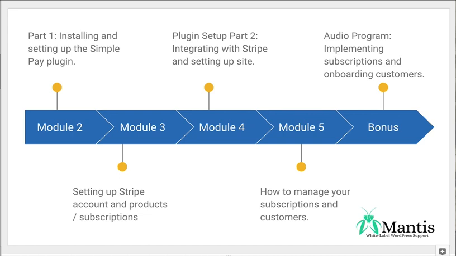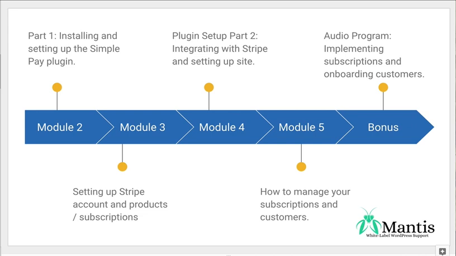And then you'll see in Module 4, we've got to do the integration between Stripe and the plugin and the setting up of your actual products within the plugin, within your WordPress dashboard. But Module 3 is setting up Stripe account and product subscriptions in Stripe. So I'll be walking you through that. Again, Module 4 is where we're actually going to connect Stripe and the plugin and set up all your products inside of your WordPress dashboard in WP Simple Pay.